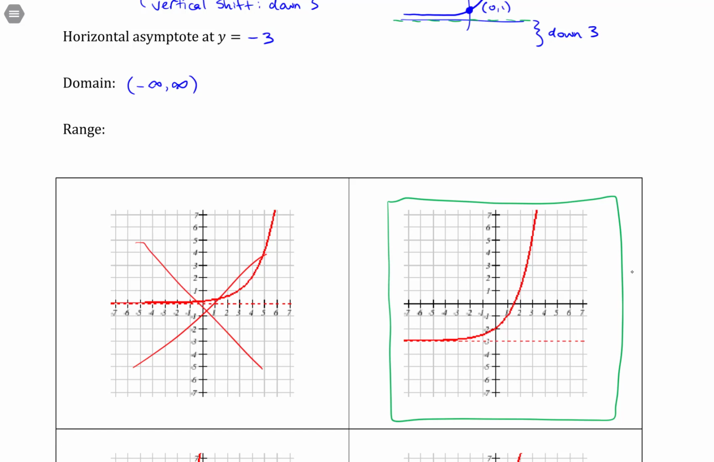But there is a range restriction on exponential functions. The range is only defined from this horizontal asymptote, and in this case, upward. So the range here, we don't include the asymptote, so I'm using an open parenthesis, but then we have values along all of these places here. So it goes from -3 on the y-axis to +infinity.